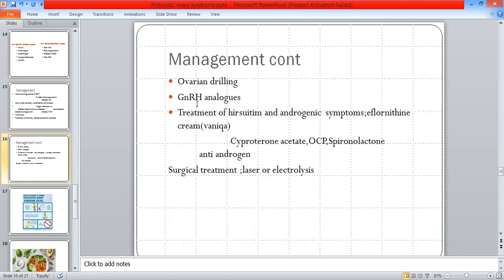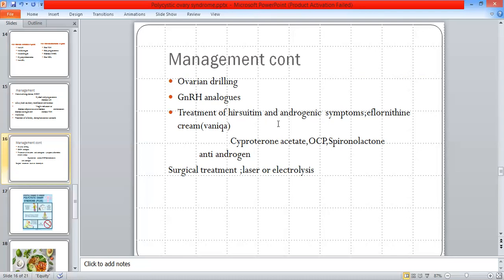And the second is GnRH analog. GnRH analog is a last resort for all those patients who are not responding to the other medication. Now, how will we treat hirsutism and androgenic symptoms in patients? There are medical treatment and surgical treatment.